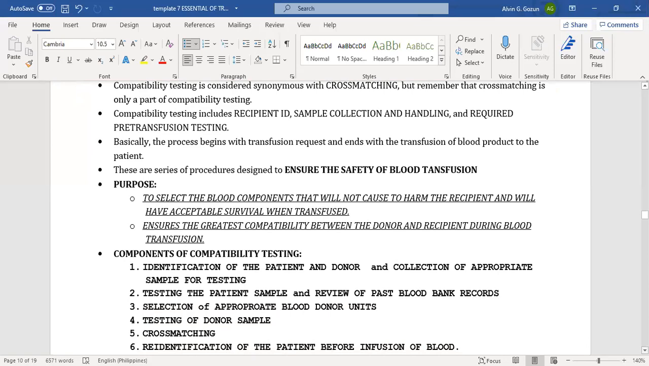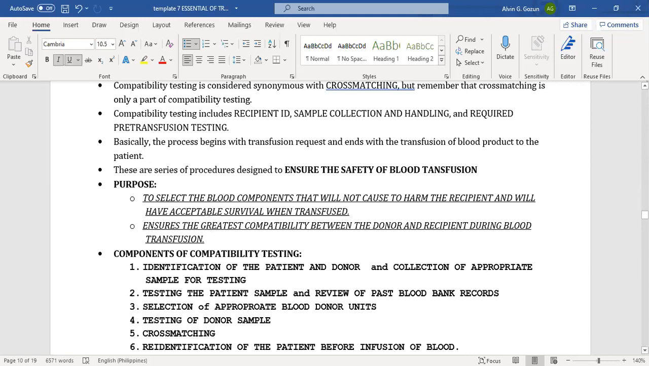So actually guys, sa compatibility testing, tatlong tao lang ang involved dito. Yung magdodonate ng dugo, yung magre-receive ng dugo, at ikaw as a medical laboratory scientist. And syempre, ikaw yung pinaka-importante dito. Okay? Because you will dictate everything. Ikaw magte-test, okay, lahat-lahat, ikaw. So very important to know all of this.